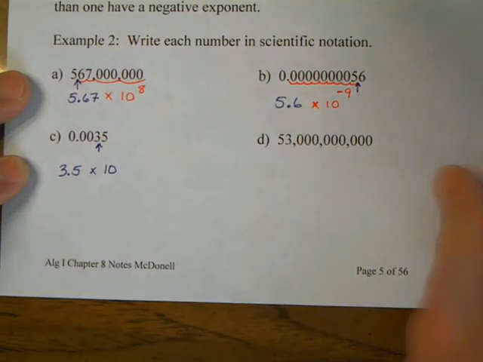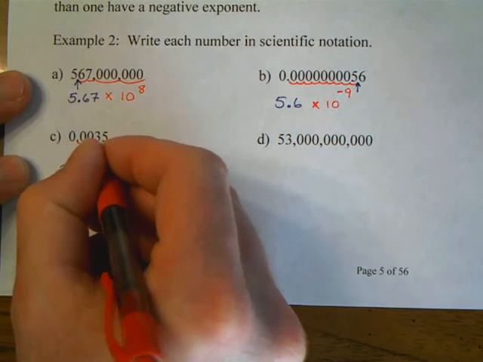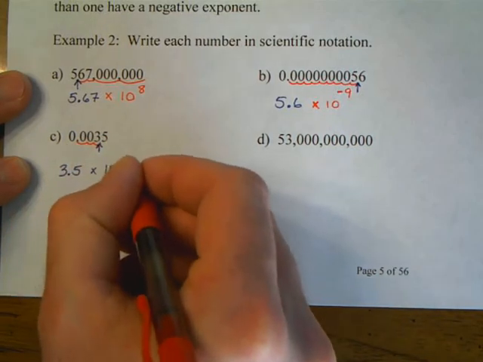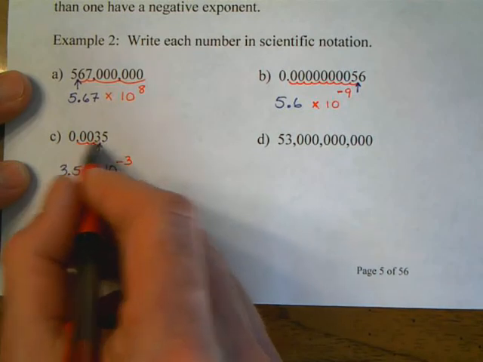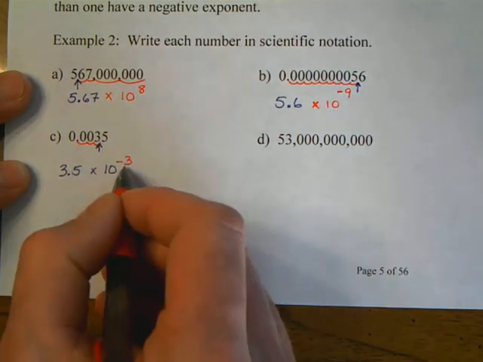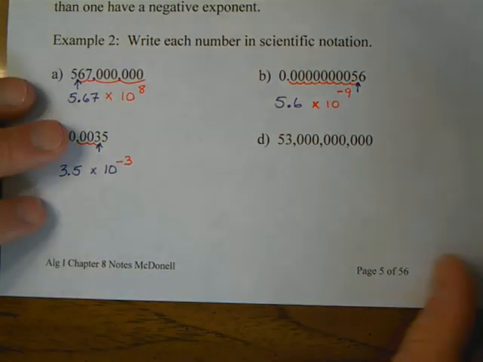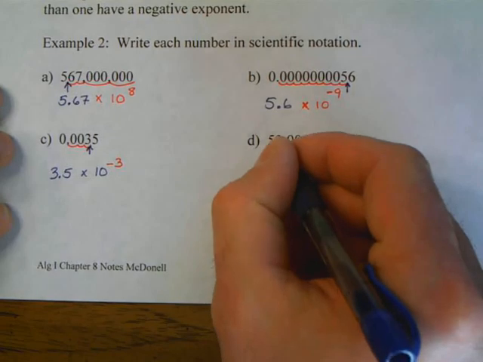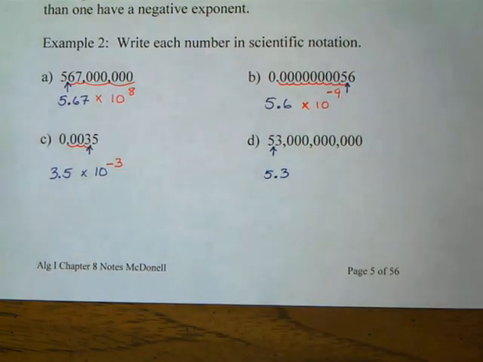Let's look at our example C. Our target decimal is 3.5. The question is, times 10 to what power? Well, let's move our decimal over. 1, 2, 3. So that's 10 to the negative 3. Why negative? Well, the number got from a decimal to a larger number, so our exponent gets smaller to negative 3.